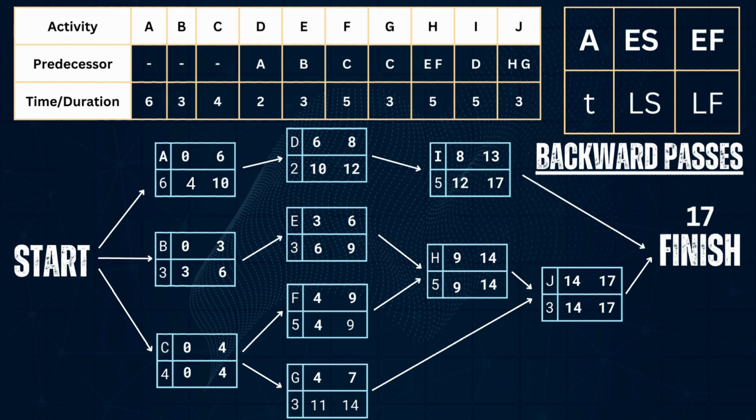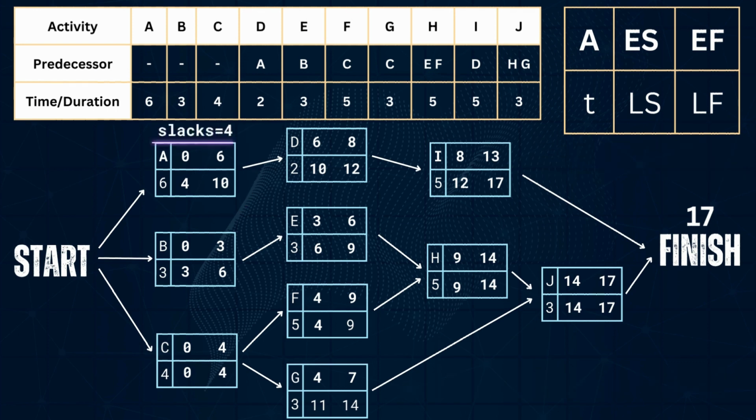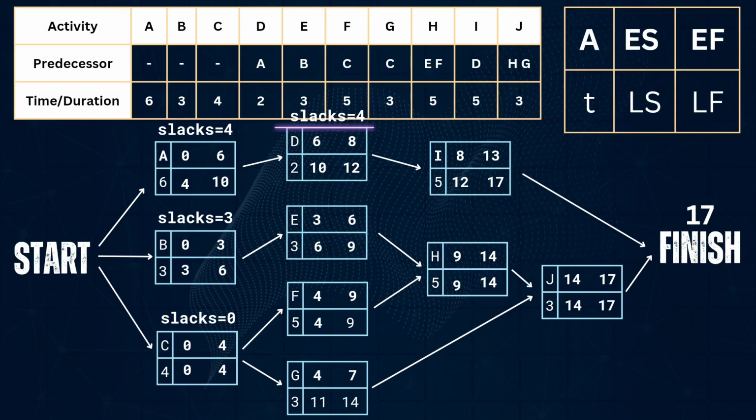Let's now compute the slack values using this formula. So, the slack for A will be 4 minus 0 or 10 minus 6, which is 4. The slack for B will be 3. For C, it will be 0. And for D, 4. For E, 3. F will be 0, and G will be 7. H, 0. And I, 4. And last, J will be 0.